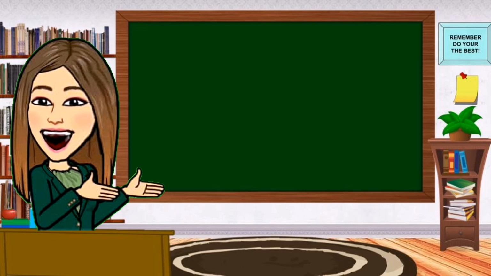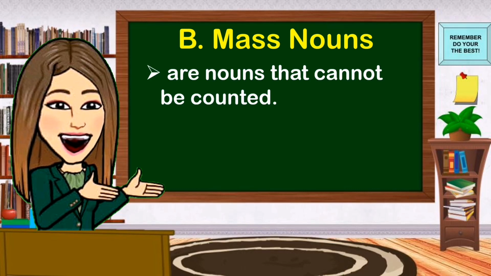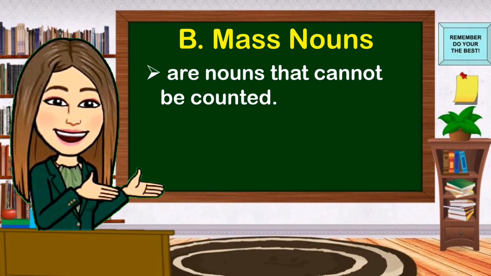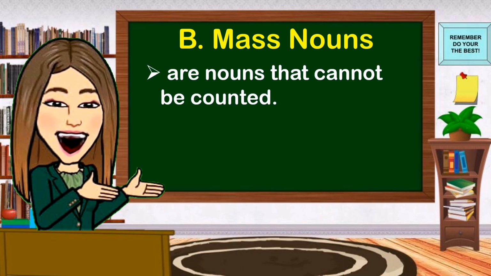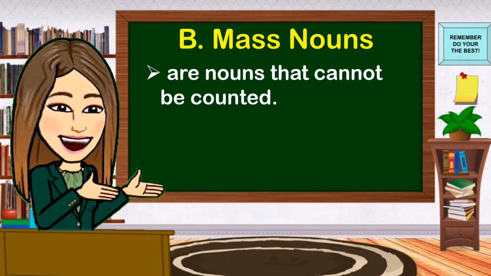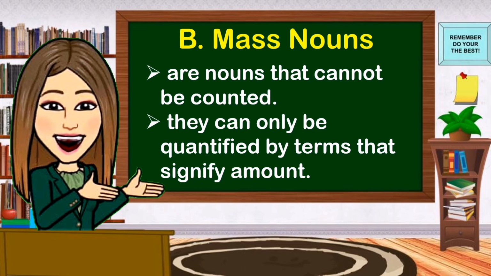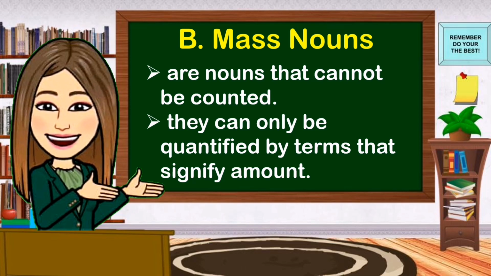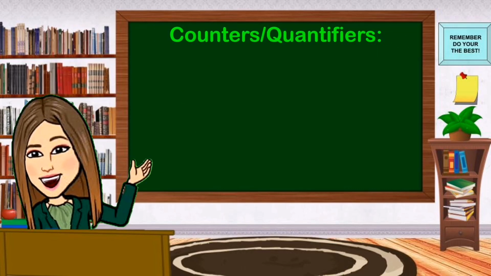The second kind of noun is mass nouns. Mass nouns are nouns that cannot be counted. They can't be split into parts. So, hindi sila pwedeng paghiwalayin para bilangin isa-isa. So, hindi sila nabibilang. They can only be quantified by terms that signify amount. Ginagamitan sila ng tinatawag na counters or quantifiers. Ang counters or quantifiers ang ginagamit natin para sa mga uncountable nouns tulad ng mass nouns.